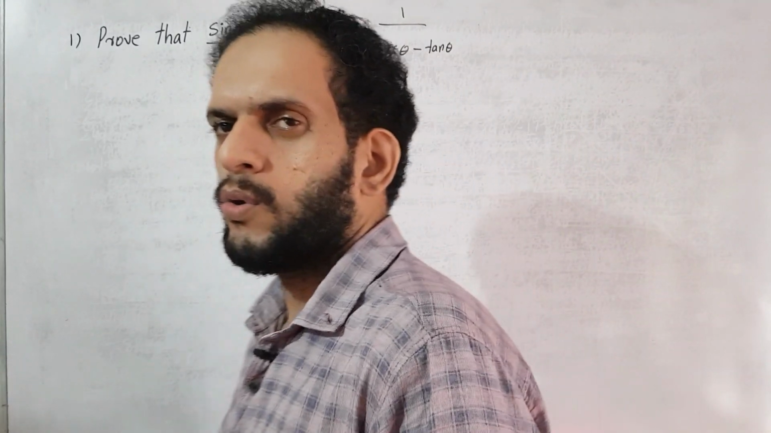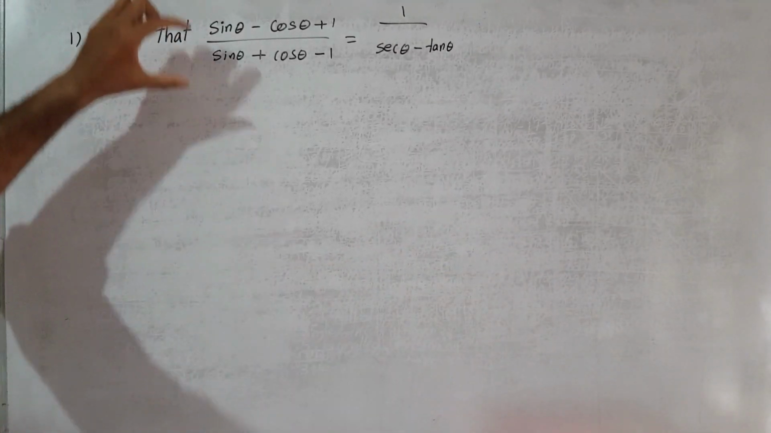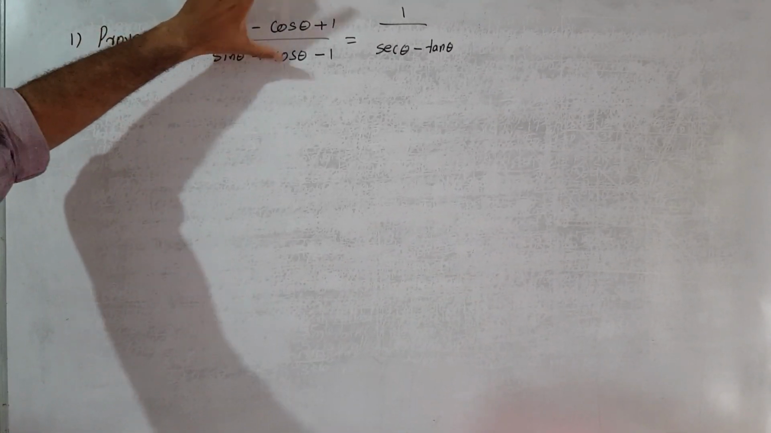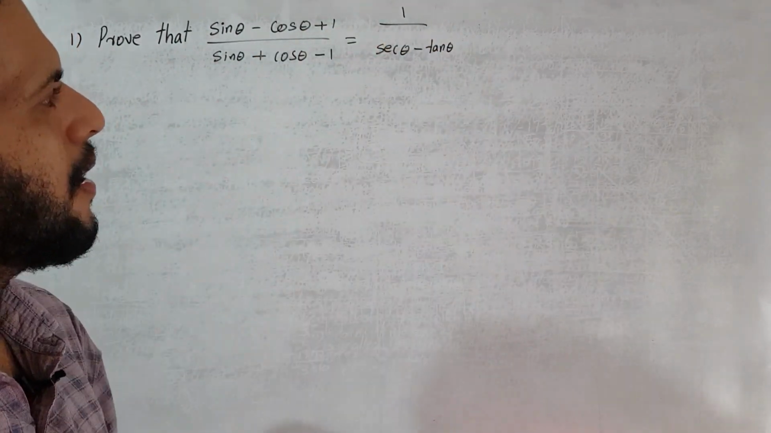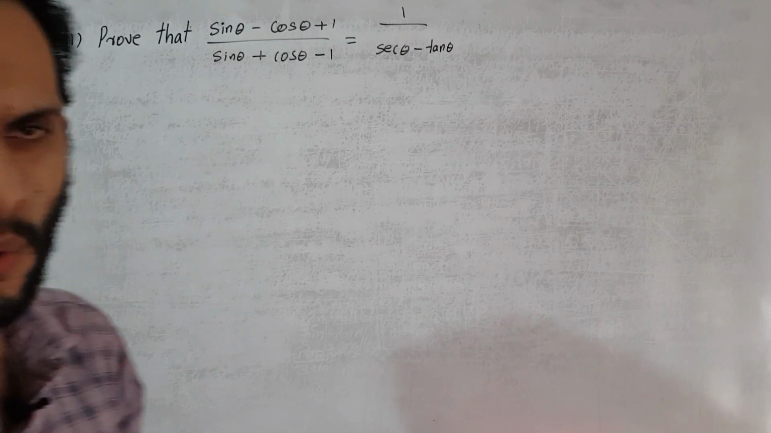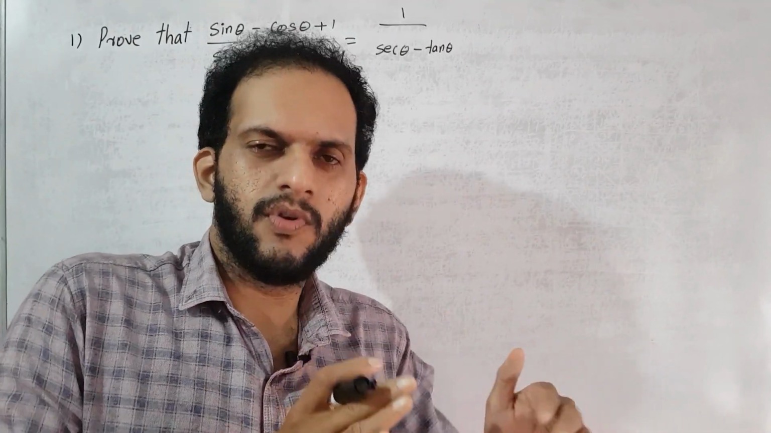Okay, here you feel some difference. What is that? Here, what is the LHS? LHS is in the base form, sine theta and cos theta. And we want to get the result 1 by sec theta minus tan theta, correct? So how do we do this type of question? Previously we did it like this.